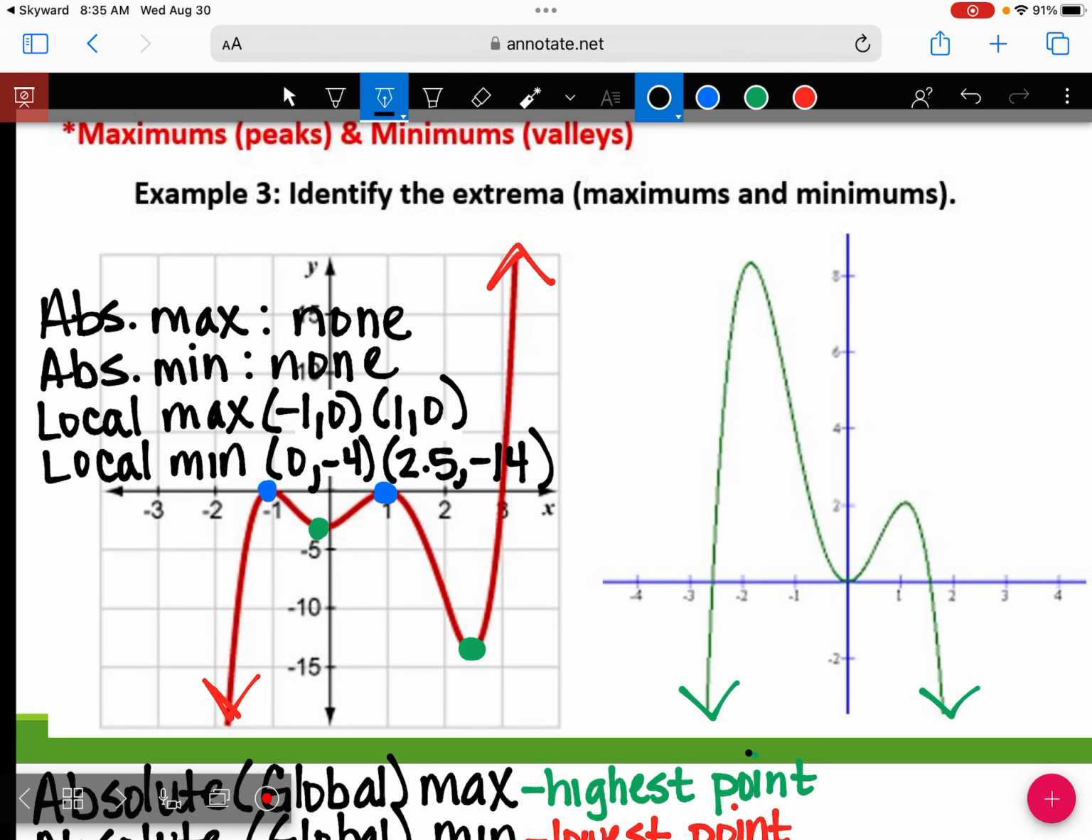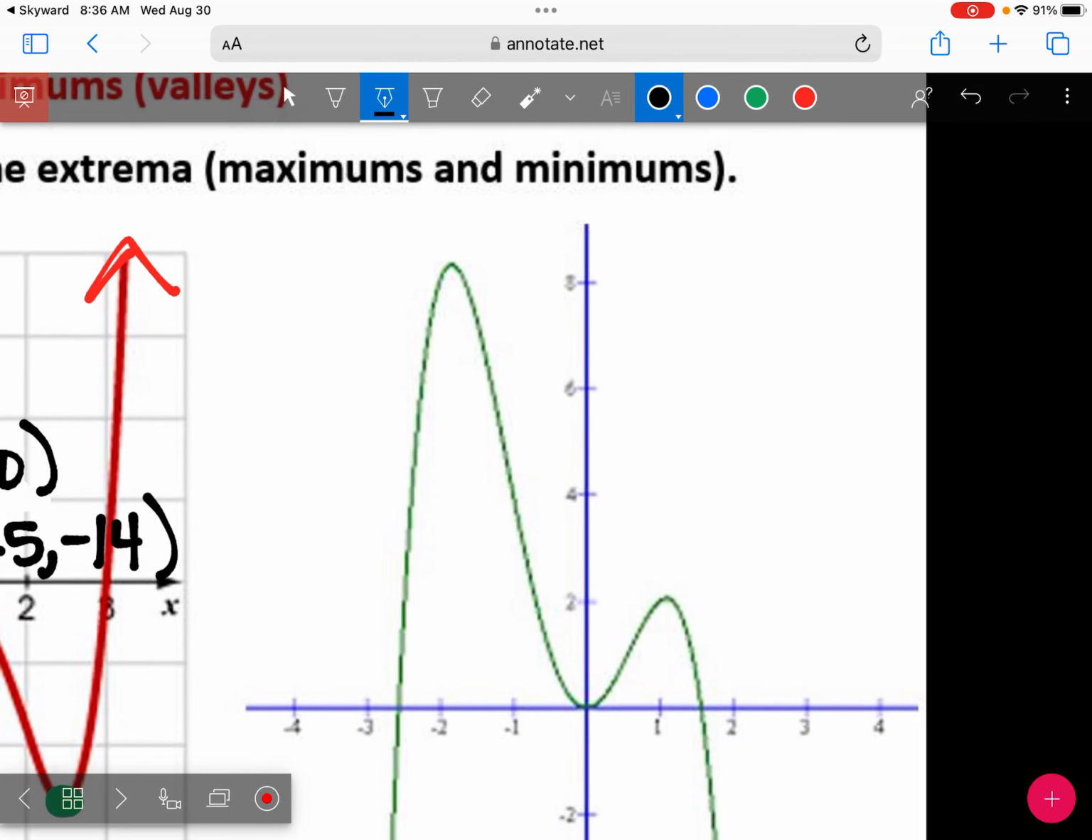All right, now let's look at the second graph and do the same thing. Anybody need more time with the first one? Okay, I can give you another 30 seconds. All right, so we're going to do the same thing with our second one.